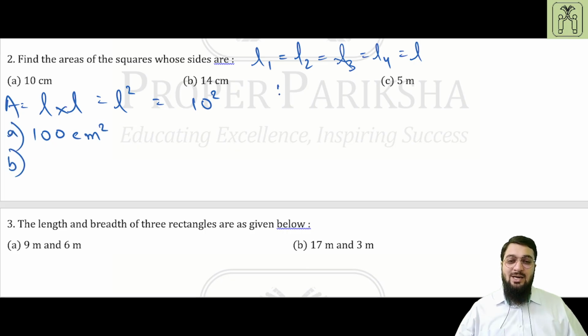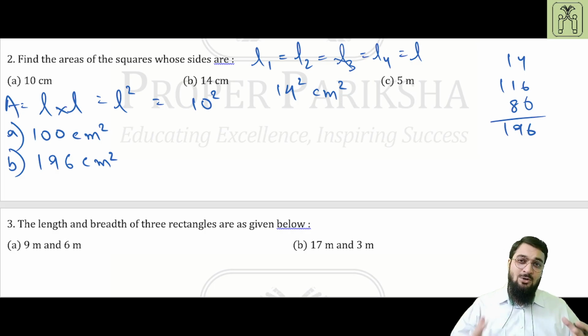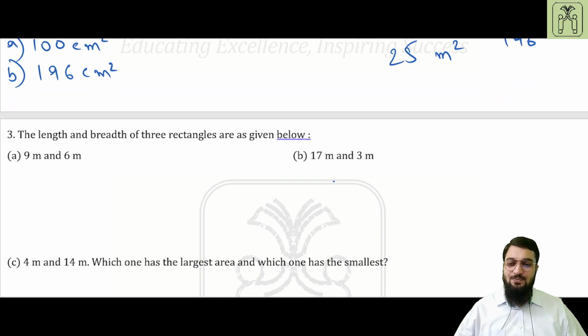For B, we can write 14 square centimeter square, and that will be 14 squared: 4 fours are 16, 1 four is 4, 2 eights, so that is 196. So that is the answer for part B. You can do the calculation manually. I'm just doing it like this so that you can save time and I can use that time in order to make you understand the concept or reason behind this calculation. Part C is 5 meters, so that will be 5 square meter square and that will be 25 meter square. L square is the answer for area of a square.